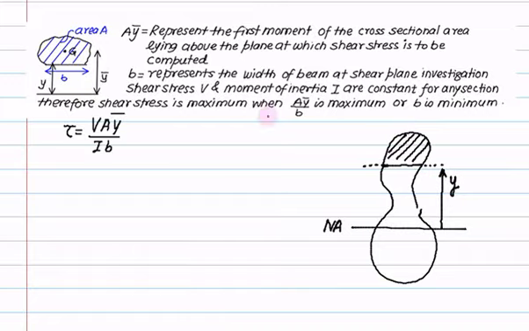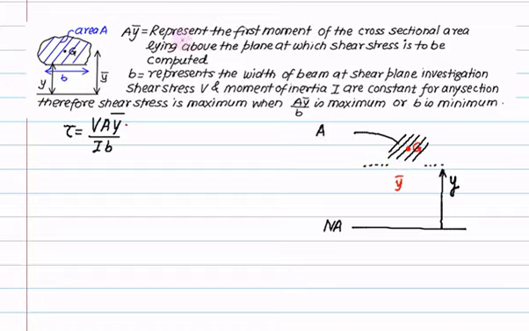So in this equation, this one is area A. For this area, you have to find out the centroid. So this one is the centroid, and you have to mark this distance from here, which will be called y bar for this section. And the width of the section you are taking at that point equals width b. If the section is changed, suppose your section is here somewhere, the width will change, area will change, y bar will change.